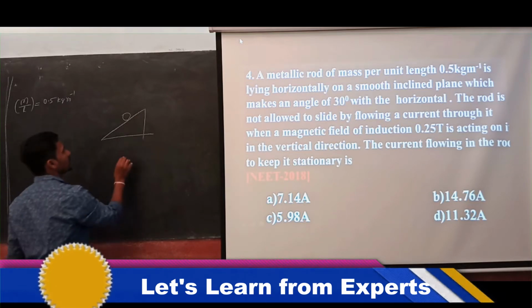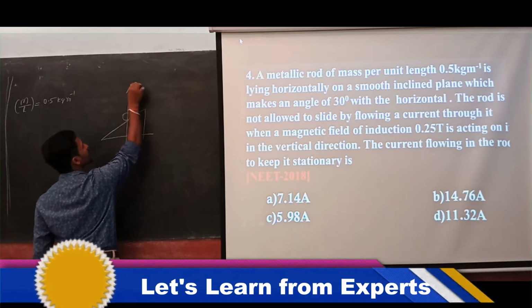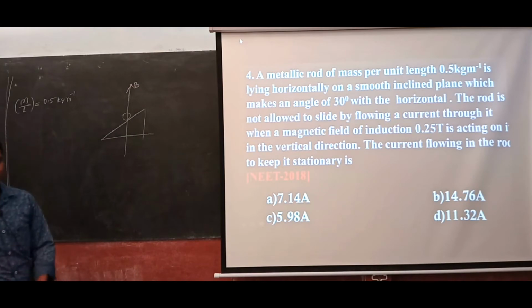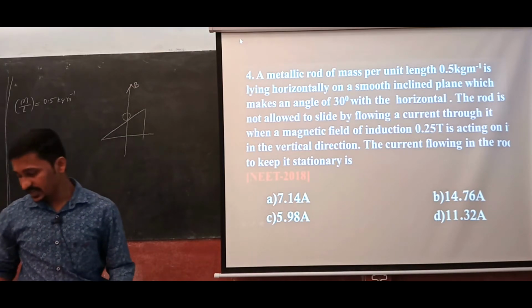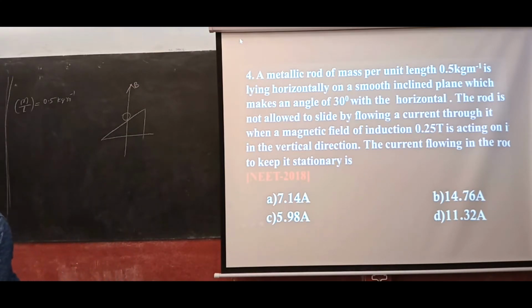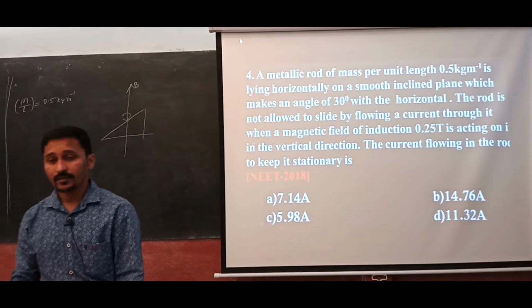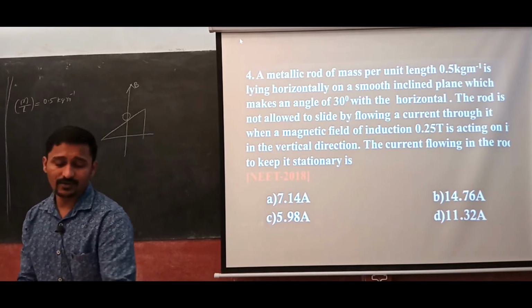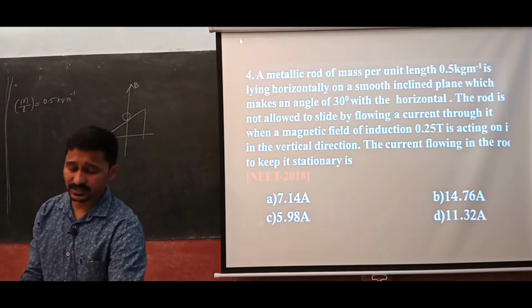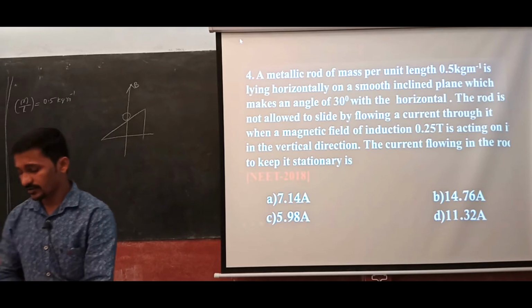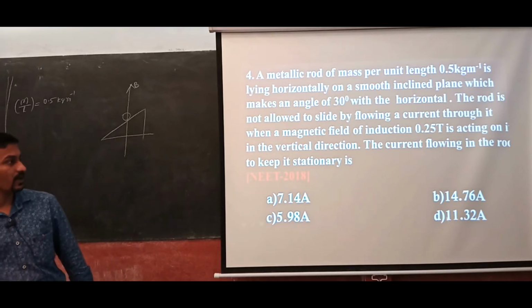Whereas the magnetic field is vertical in this way. It is a smooth plane, they have given that it is a smooth plane. If you keep any object on a smooth plane, what happens? It slides quickly. Why? Because it is slippery, there is no friction. If there is friction, it will come down slowly.